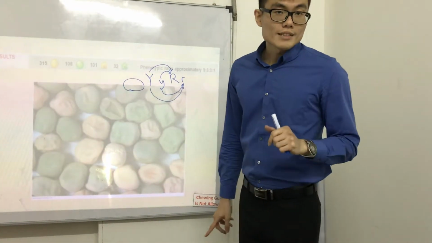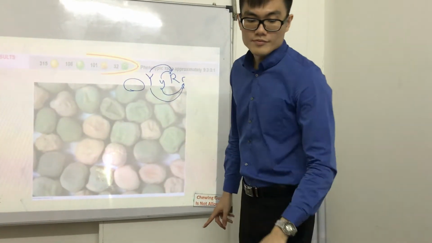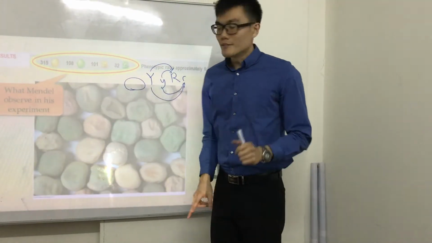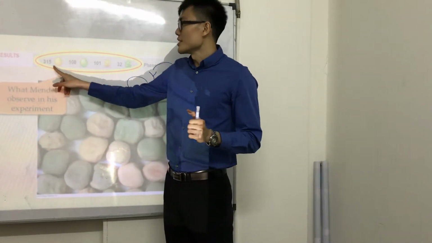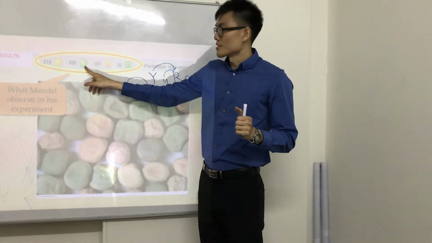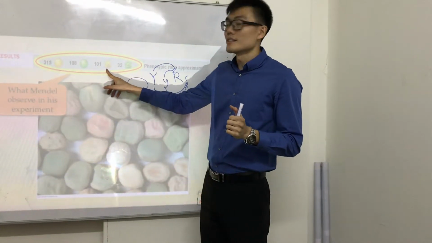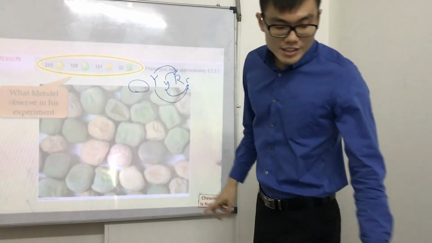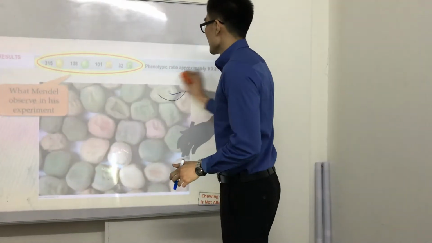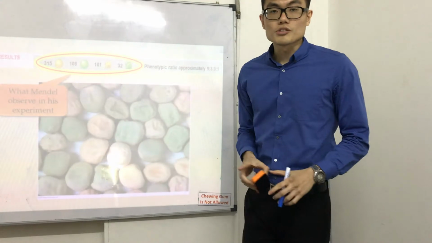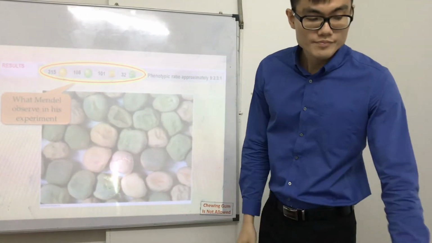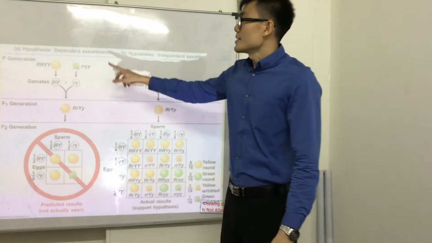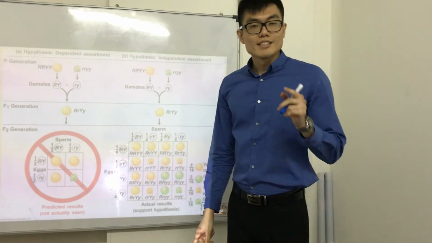And guess what Mendel found? This is what Mendel observed in his experiment. He found 315 yellow round, 108 green round, 101 yellow wrinkle, and only 32 green wrinkle. The phenotypic ratio is approximately 9:3:3:1. And this means that the hypothesis of dependent assortment is wrong.